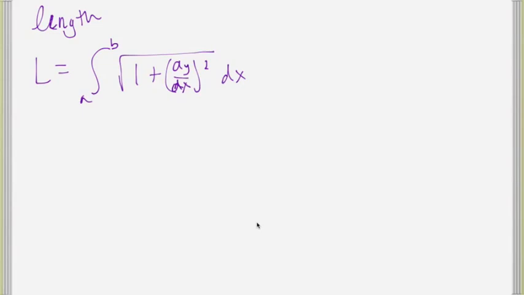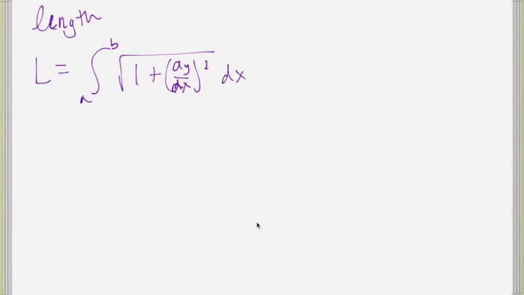You need one letter alone, but it doesn't matter which letter. That's dy over dx. So remember that this formula comes from the Pythagorean theorem. That's why we have this square root of stuff squared. It's a squared plus b squared equals c squared, and we're adding up lots and lots, infinitely many really, of those little right triangles to find the length of the curve.